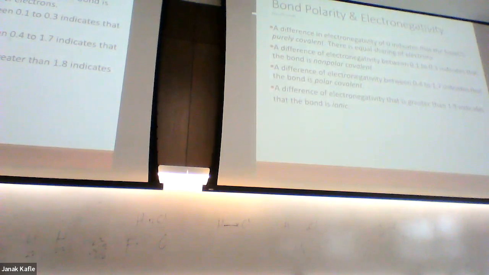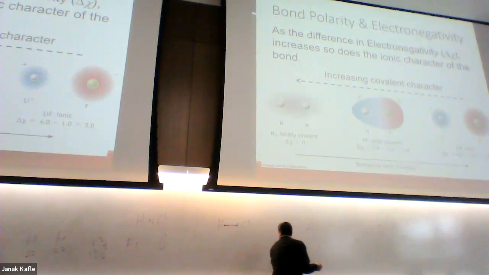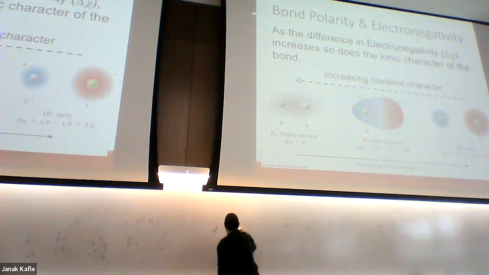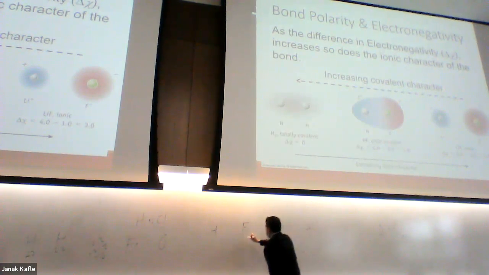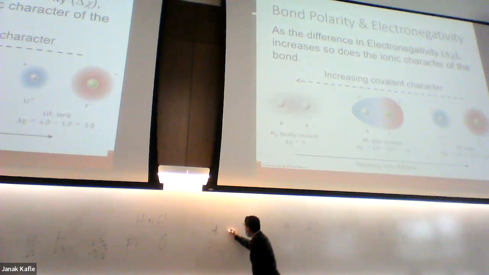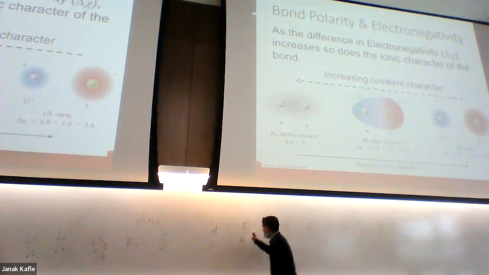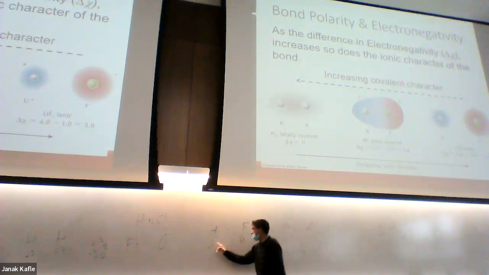A difference of electronegativity between 0.4 and 1.7 indicates that the bond is polar covalent. This is important here. Let's look at H and F. What is the electronegativity of F? That is 4. And what is the electronegativity of hydrogen? That is 2.2. So the electrons are shared between them. Who will pull this electron? 4 minus 2.2 would be 1.8, right? So the difference between them is 1.8.